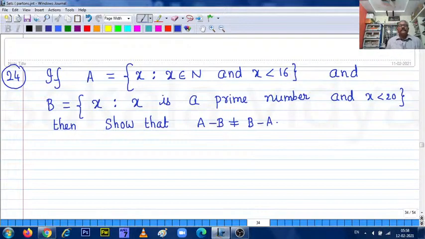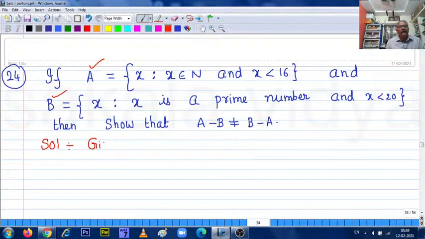So first of all, write A in roster form, write B in roster form. After that, find A minus B separately, B minus A separately. Just observe that A minus B and B minus A have different elements, and so they are not equal. We can conclude that A minus B does not equal B minus A. So let us proceed for the solution.